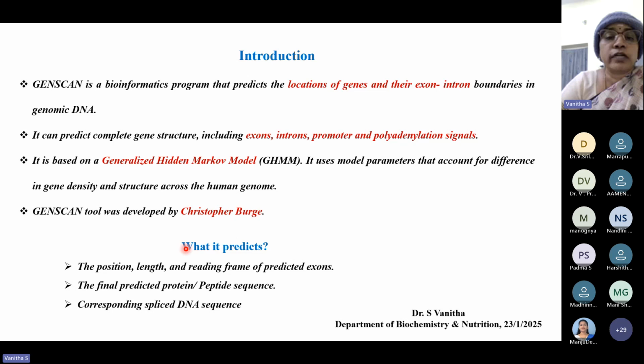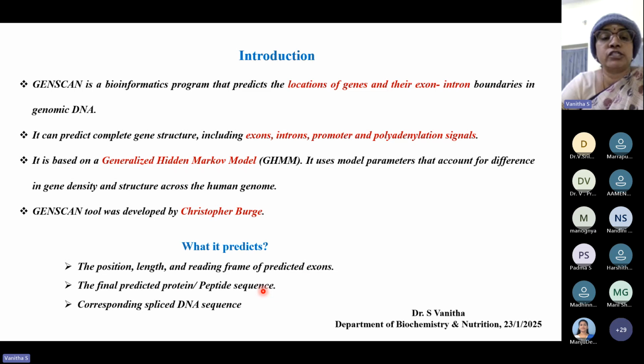Now, what predictions can you do with Genscan? First, the position, length, and reading frames of your predicted exons. Second, the final predicted protein or peptide sequence can also be obtained when you give it a gene.